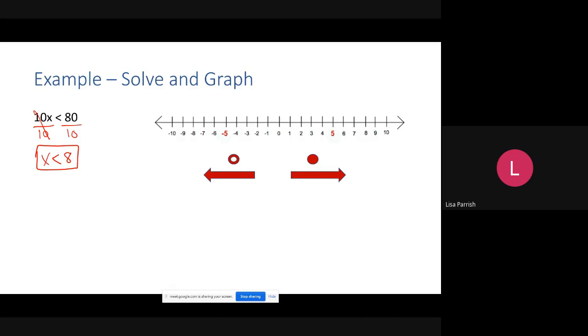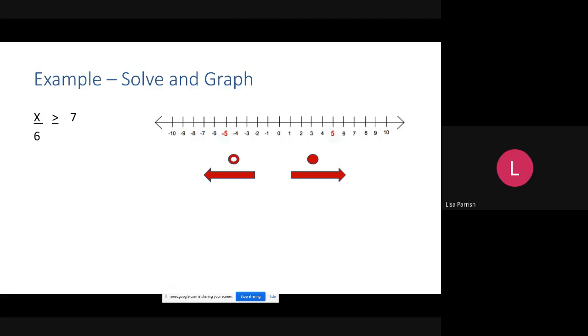So x is less than 8. I'm going to go over to the 8 on my number line and decide, do I put an open circle or a closed circle? There is not the equal to bar underneath. So that means I'm going to put an open circle on the 8. This time it says less than. Notice that my symbol is pointing to the left, so I would go to the left with my arrow.